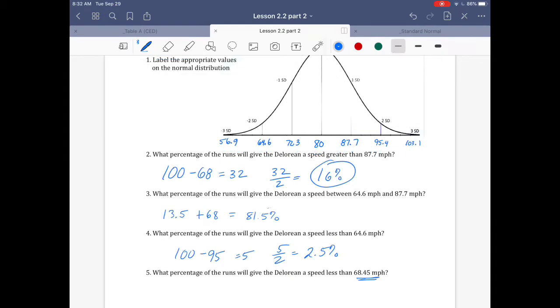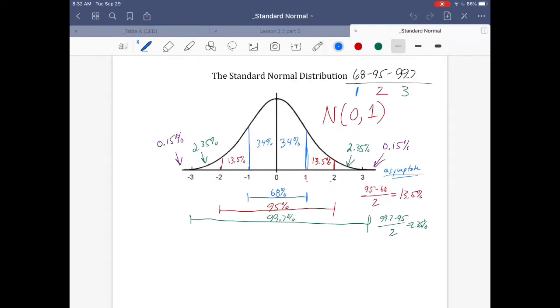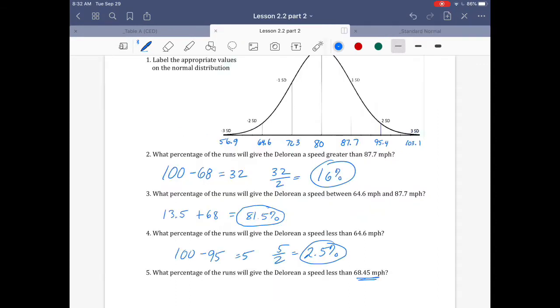So I've got a couple of answers for 2, 3, and 4. The way I explain it might be a little bit different than the way you calculated it, but we should all be coming up with the same values. Using our standard normal distribution, our 68, 95, 99.7 rule, you break it into different chunks that fall within certain standard deviations. So if we want greater than 87.7, what we're looking for is this region right here.